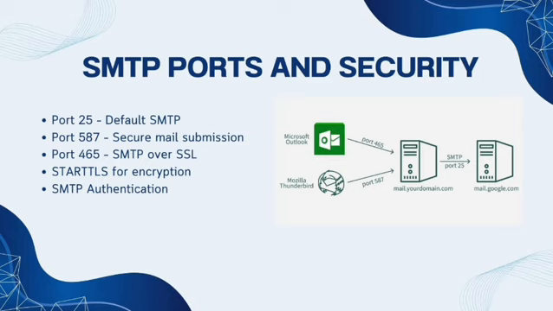SMTP ports and security. SMTP uses different port numbers for communication. Port 25 is the default SMTP port. Port 587 is used for secure email submission, and port 465 is used for SMTP over SSL. To improve security, SMTP uses mechanisms such as STARTTLS to encrypt communication and SMTP authentication to prevent unauthorized access and spam.